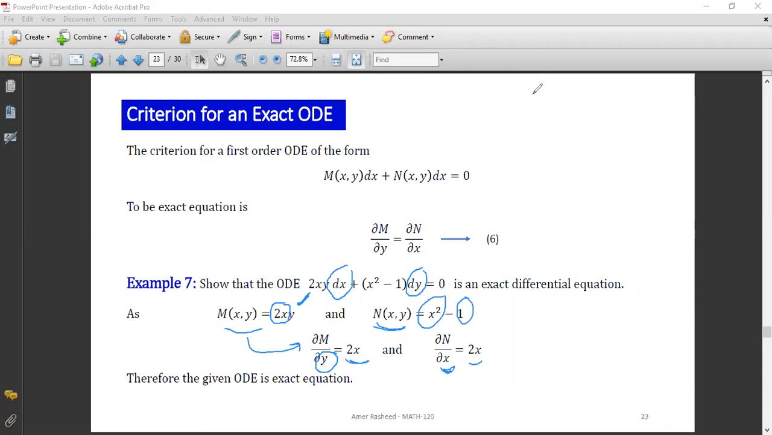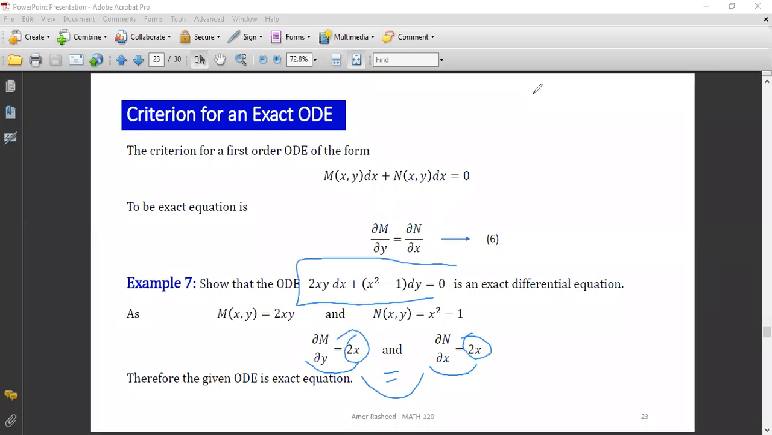So now you can see that this is partial M over partial y and partial N over partial x. These two things are equal, because this is 2x, this is 2x. So this given differential equation is an exact differential equation. So this is basically the criteria for checking whether the given differential equation is exact or not. Once we are sure that the given differential equation is exact, then we proceed further. Then there's a question of how to solve it.